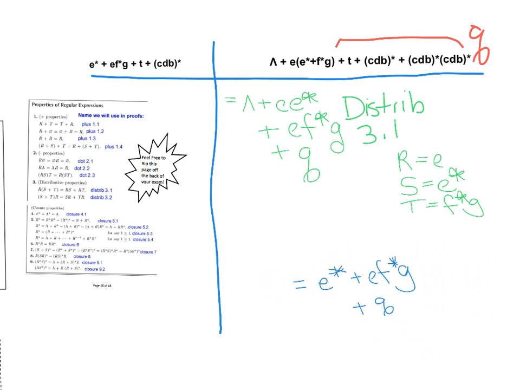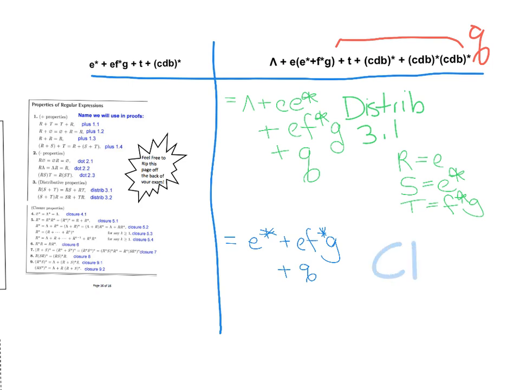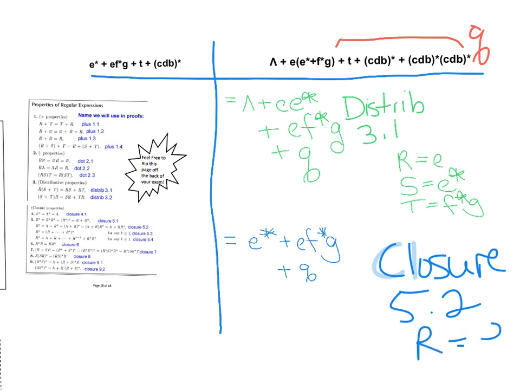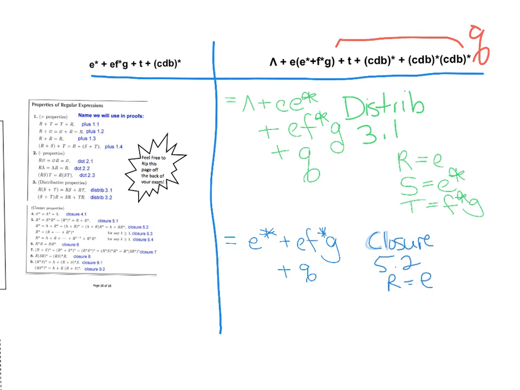So let's make a little bit more space. And the reason for this, we said, was closure 5.2, right? Yep. And the reason, let's get our pen back, was closure 5.2, where R is just an E. So I think now I can grab this and shrink it. There we go. All right.